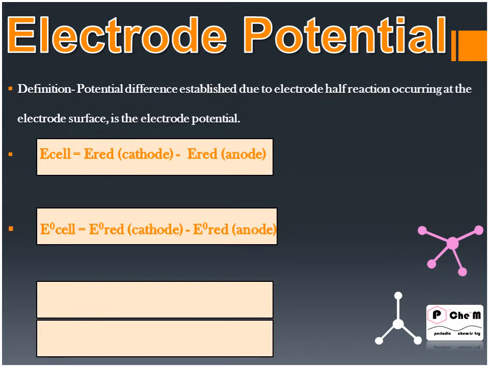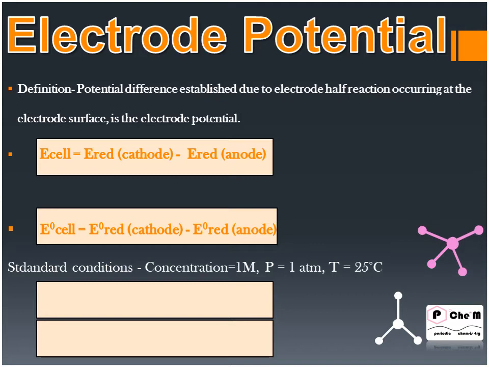Another formula is E naught cell is equal to E naught reduction of cathode minus E naught reduction of anode. Here E naught reduction values are the standard reduction potentials. Standard reduction potentials are those which are measured at standard conditions. What are those standard conditions? When the concentration is 1 molar, pressure is 1 atmosphere and temperature is 25 degrees Celsius, then that potential is said to be the standard potential or standard electrode potential.